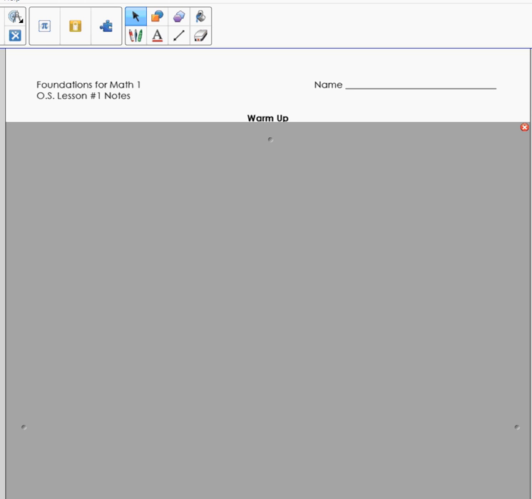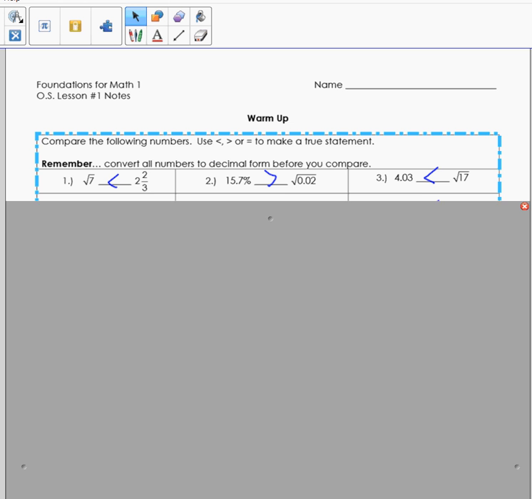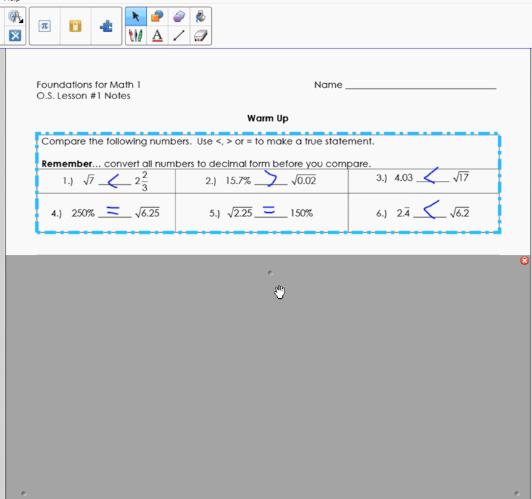Okay, if you haven't already, what I want you to do is work through the 6 warm-up problems. They're from before break. Remember, if you haven't already, you want to convert everything to decimals and compare it that way. So I'm going to show the answers. If you already have it done, great. If you don't, please pause the video, work through those 6 questions, and then hit play so you can check your answers. So you should have gotten, for number 1, the 2 2/3 is greater.